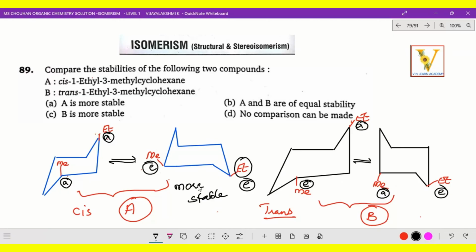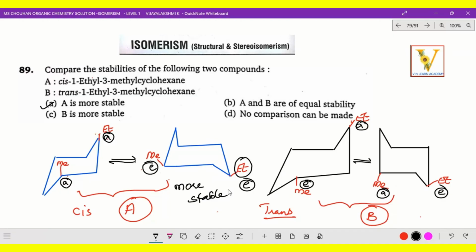So which is the correct option? Option A. That means here cis 1 ethyl 3 methyl cyclohexane, cis. So when it is turning, both sides are equatorial. So A is the more stable. Why? Both sides are in equatorial position. So that is why it is more stable. I hope you got the clarity.